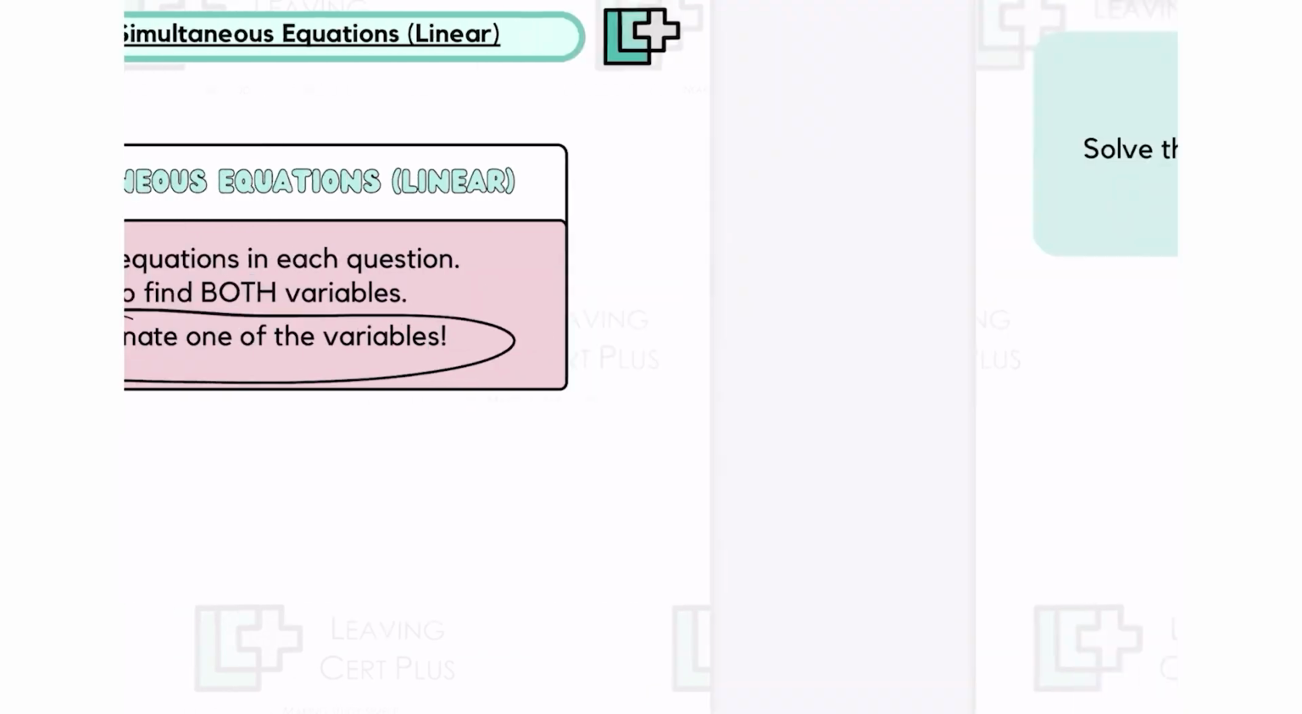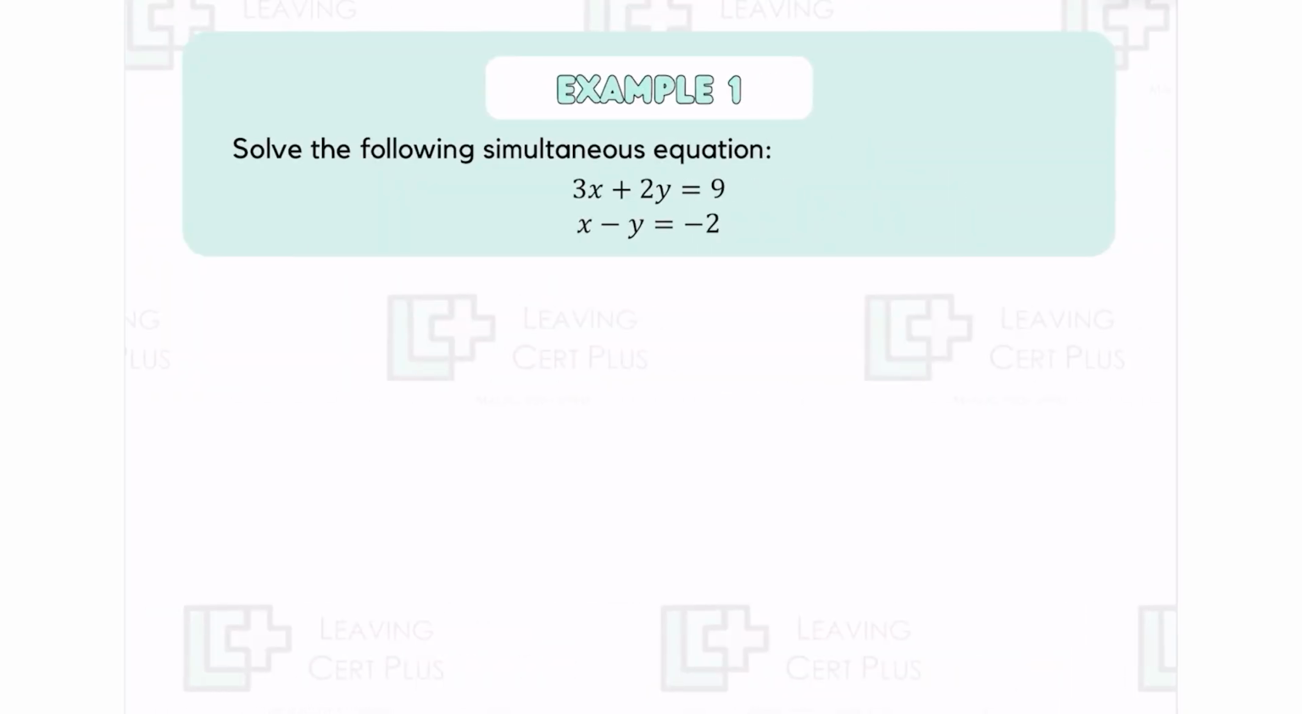So let's get cracking. In this first question, your job is to find a number that goes in for x and a number that goes in for y to make the top equation equal 9 and the bottom equation equal -2. How we're going to do it is by eliminating one variable. In this particular question, I'm going to eliminate the y variable. How I will do that is I will try and make the y variable the same number except a different sign on top and bottom.